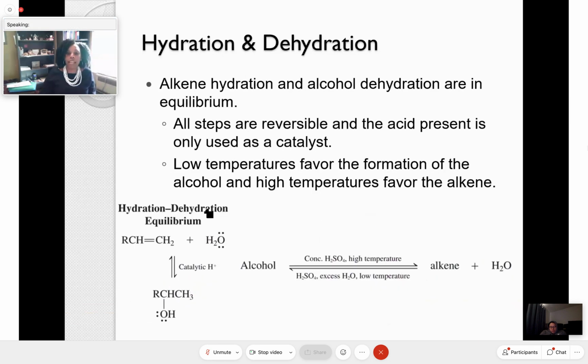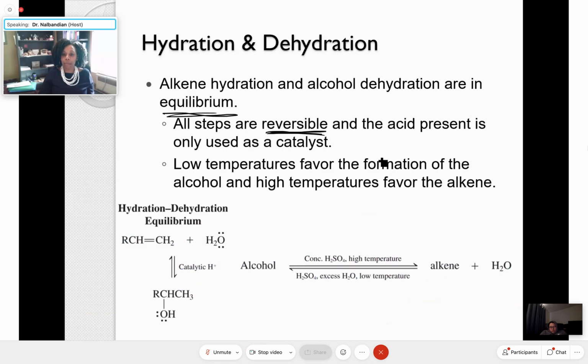So for this hydration, the alkene hydration, we said it's the opposite of the alcohol dehydration. These two are in equilibrium. This is a reversible reaction. We can go back and forth. And so we have to think about Le Chatelier's principle for how do we stay on one side, how do we stay on the other side. Le Chatelier's principle will help.